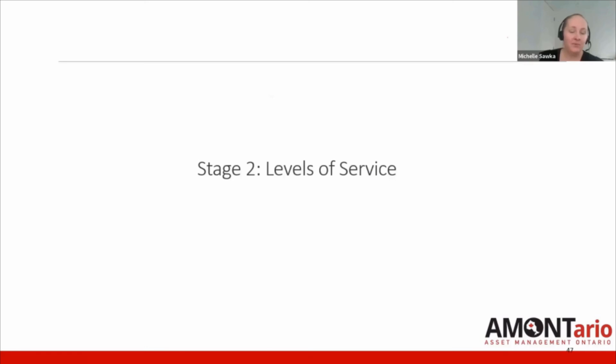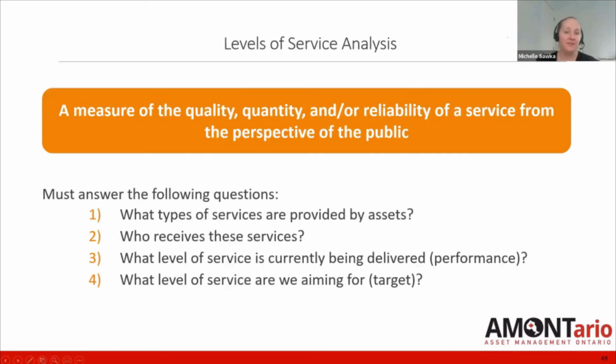Okay, so now we're going to talk really briefly about the latter stages, stage 2, 3, 4 of asset management planning. The next one is levels of service. So your levels of service is really about measuring the quality, quantity, and reliability of the service from the perspective of the public. So it's important to note that the focus is really trying to be on the community perspective. So metrics are developed to measure performance and targets for both community and municipalities' perspectives. So this is generally referred to as customer and technical levels of service. And a lot of green infrastructure assets really focus on the customer levels of service, which is what we're trying to do with all of our assets.